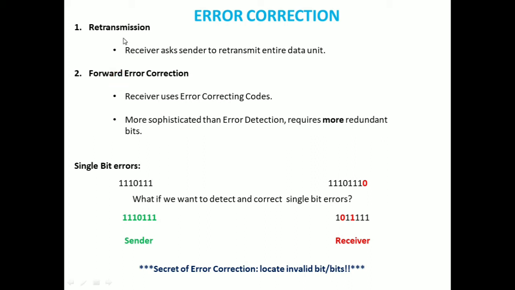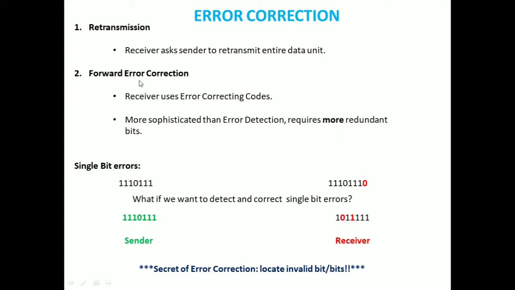In error correction by retransmission, when the error is discovered by the receiver, the receiver asks the sender to retransmit the entire data unit. How this error correction strategy works, we will see in the discussion on error control and flow control in the next lectures. So in this lecture our concentration is on forward error correction, which is the second type of error correction method.